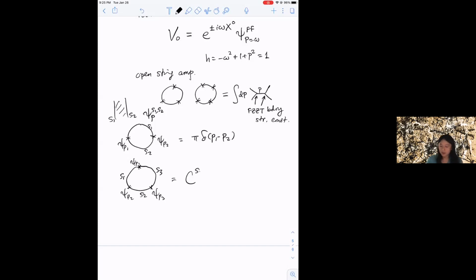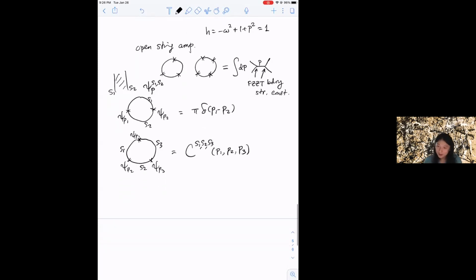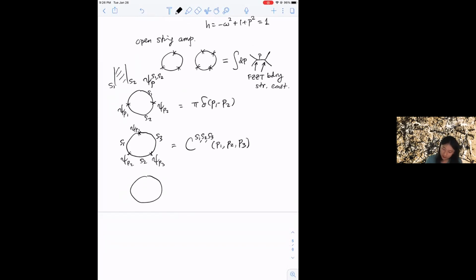This is some 3-point structure constant, which is actually known, amazingly, that's expressed in terms of contour integrals of ratios of Barnes G functions. They're very, very complicated functions. This one is also known.